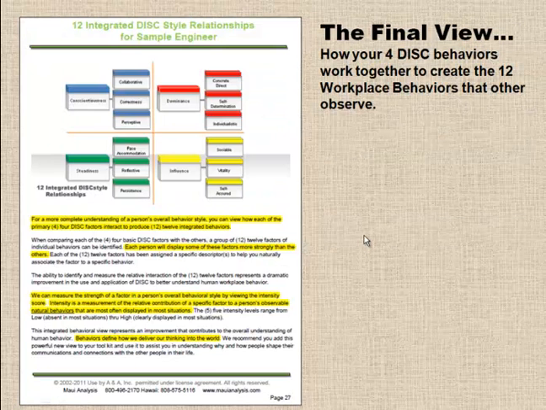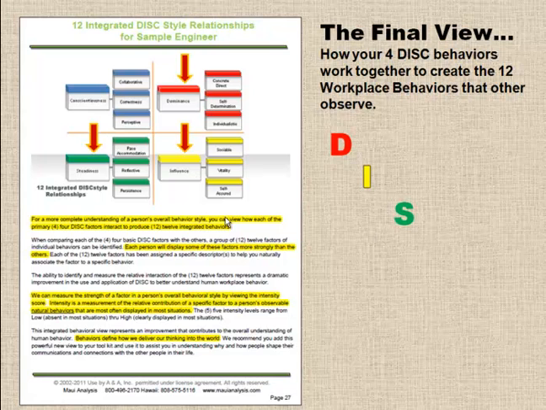And then the final view that we want to give you. And this is how your 4 DISC factors work together to create the 12 integrated behaviors. Typically, we've talked about the 4 factors. The D, that is your dominance. The I, your influence or extroversion. The S is your steadiness or patience. And the C is your compliance or conscientiousness, crossing the T's, dotting the I's, etc.